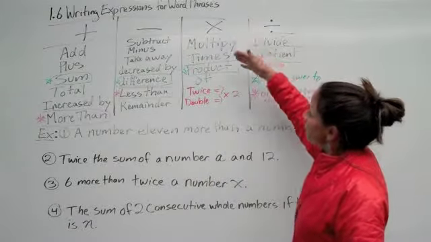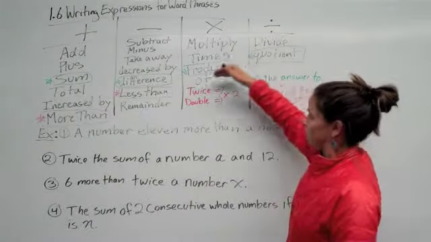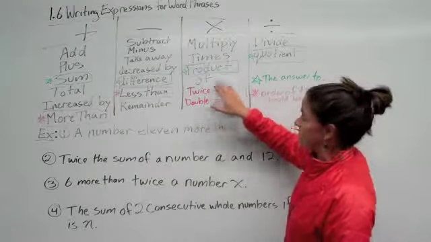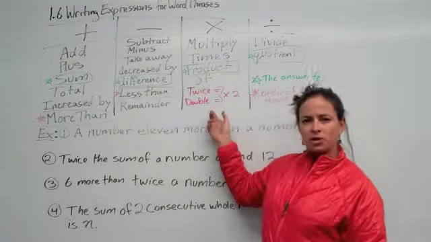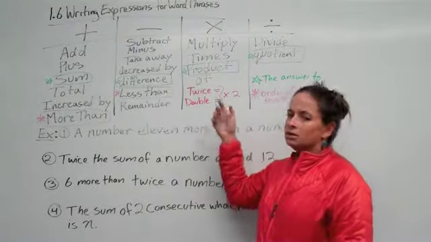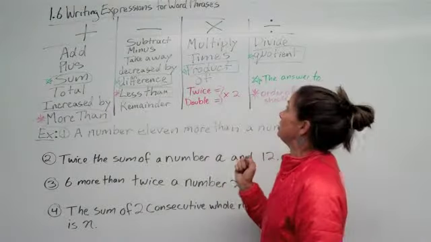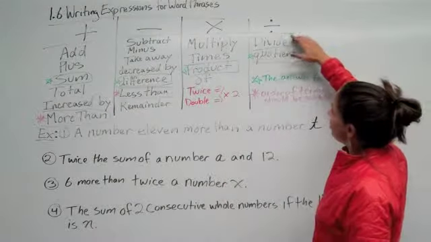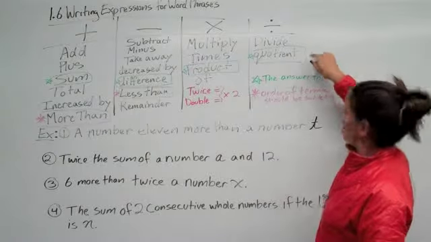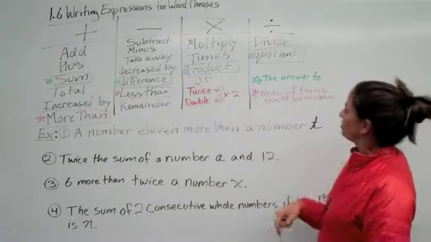Multiply, we have multiply, times, product, which is the answer to multiplication. Of, which we often see. And then we have some special ones like twice, double, and those mean times two. And then for divide, we have divide or quotient, which is again the answer to division.